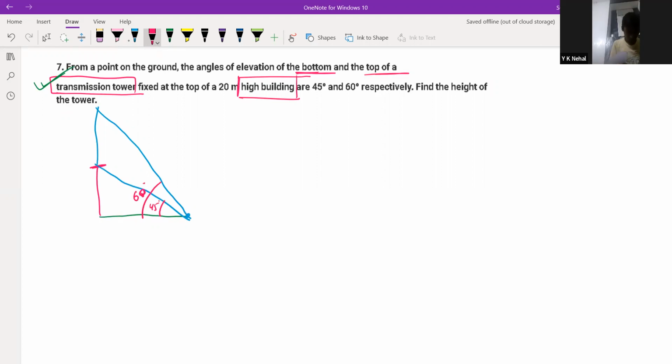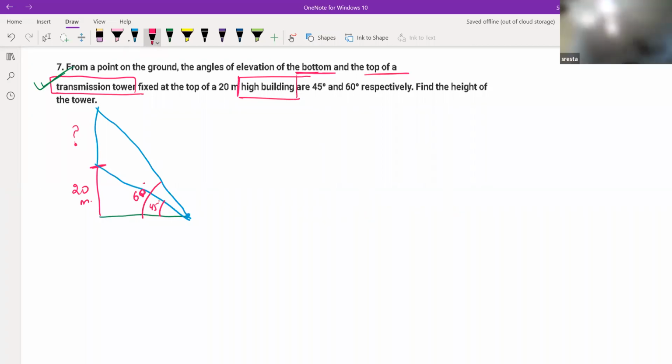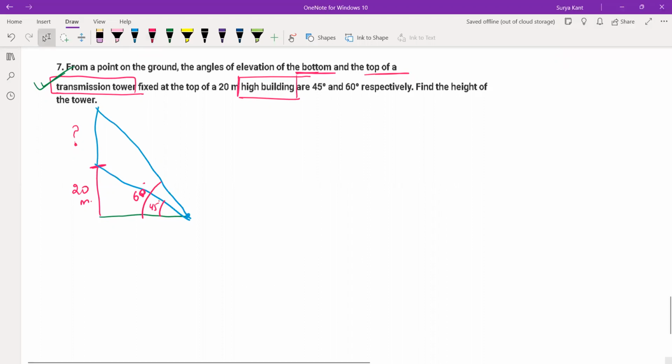Is anything else given? Building height is given, 20-meter high building. So now we have to find the height of the tower. This one we have to find. So is the question clear to everyone? Srestha, question is clear? Hansini? Yes, sir. You are understanding the diagram and all? So can you explain it again? I'll just take the diagram from here and then I'll check it out.